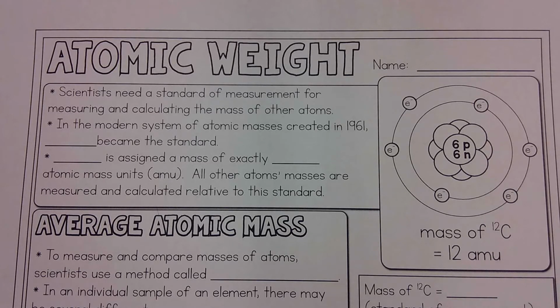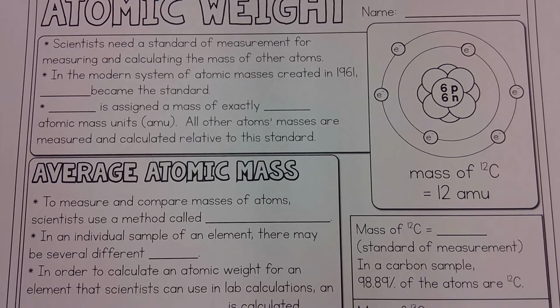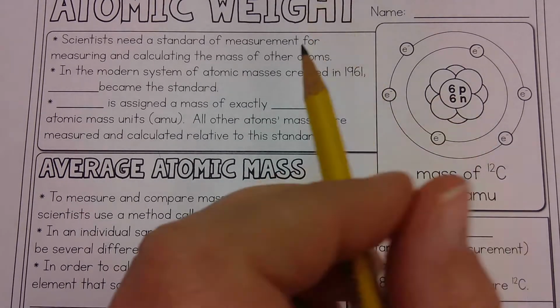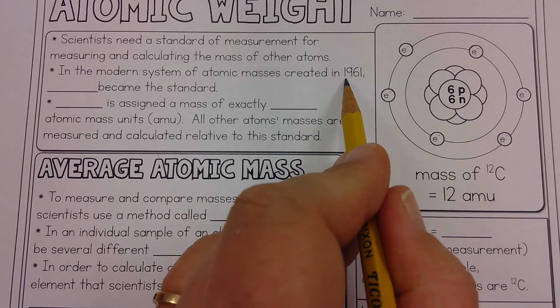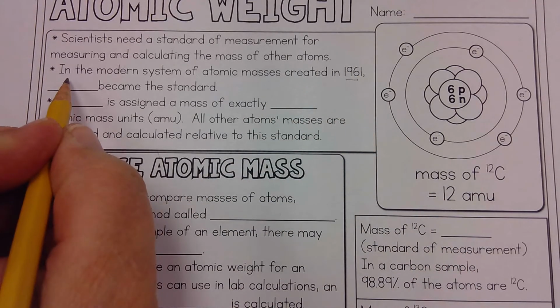You can see this in so many examples. We had to come up with a standard for money, right? People just couldn't use whatever they wanted for money. There had to be a standard that was universal around the globe. And so the modern system of atomic mass, which was created about 60 years ago in 1961, carbon became the standard.